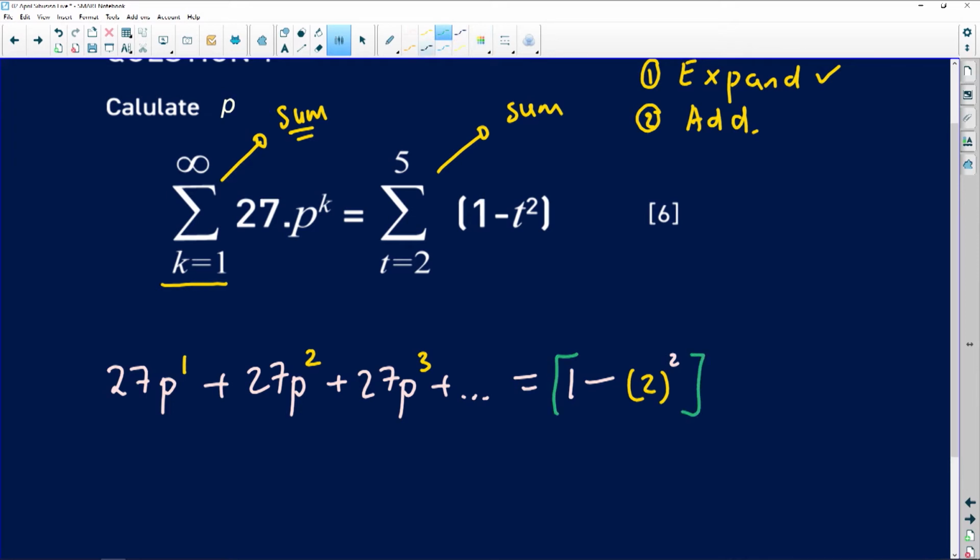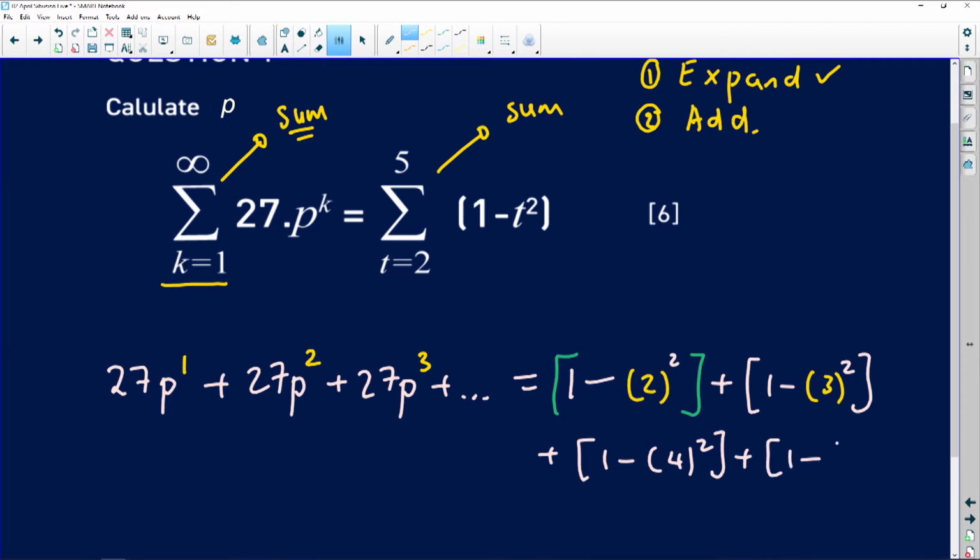And then that needs to be added with 1 minus the second term that I'm putting there, which will have to be 3 squared again, right? And then I have to put 4 as well. So I'm going to write 1 minus 4 squared, and then plus 1 minus 5 squared. You will notice that I started substituting my t value at 2 because we were instructed to start substituting at t equals 2. And I'm going to stop after substituting my t as 5 because we were told at the top that we need to stop when we get to t equals 5.